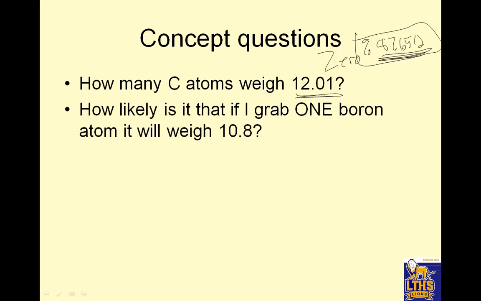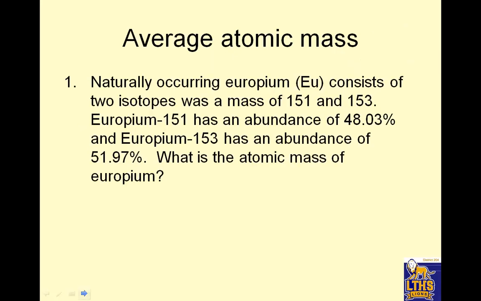But that's the average. How likely is it that if I grab one boron atom, it will weigh 10.8? The likelihood is 0. Why? Because there's a boron 11, and there is a boron 10. And that's it. There's not a 10.8. Remember how in class we were talking about how atoms are whole substances, and you can't take parts of them. This is one of those things. Average atomic mass, naturally occurring europium, consists of 2 isotopes with masses of 151 and 153.